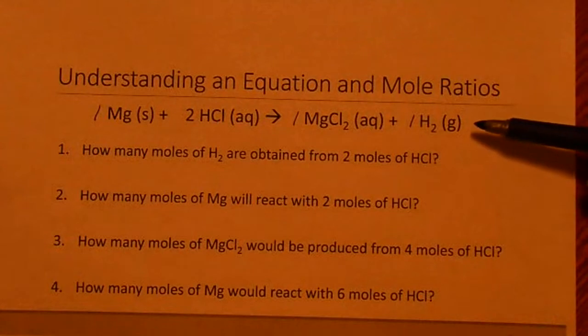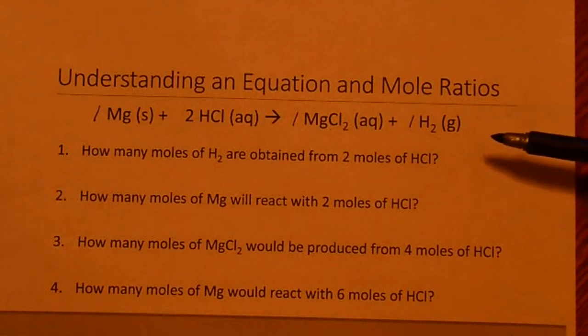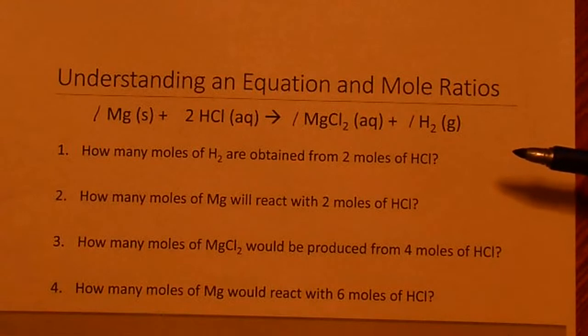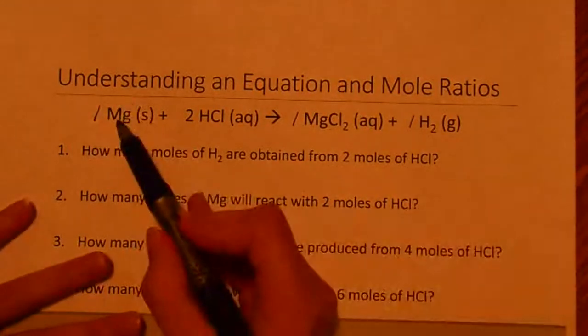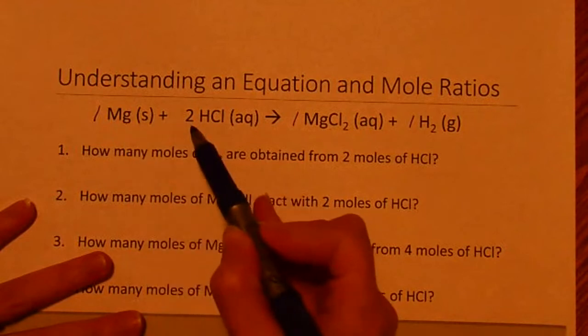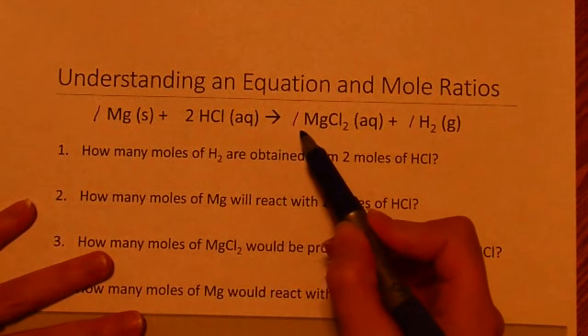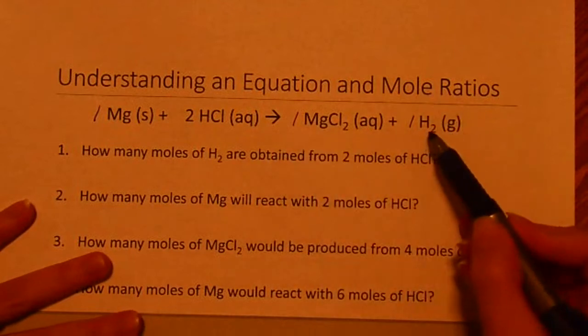But really, we can read this in another way. It's all about ratios of particles that are reacting. So we can also read this in terms of moles. This says that 1 mole of magnesium reacts with 2 moles of hydrochloric acid to produce 1 mole of magnesium chloride and 1 mole of hydrogen gas.